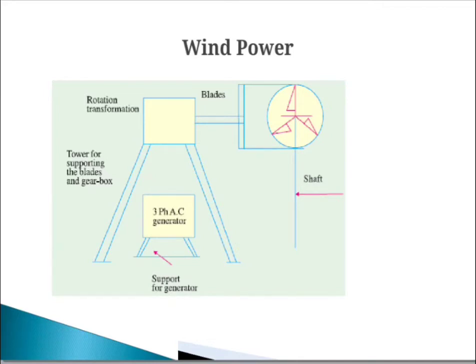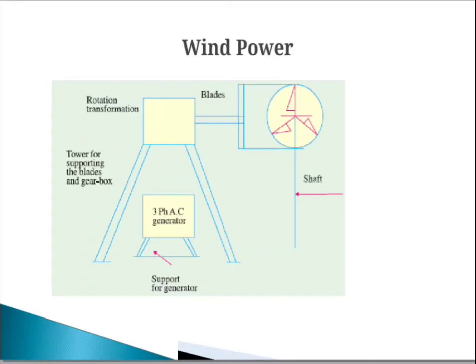Next part is the generator. A generator is an electrical device that converts the mechanical energy received from the shaft into electrical energy. We use induction generators in modern wind turbines. Previously, we used the synchronous generator for that purpose. A permanent magnet DC generator is also used in some wind turbines.